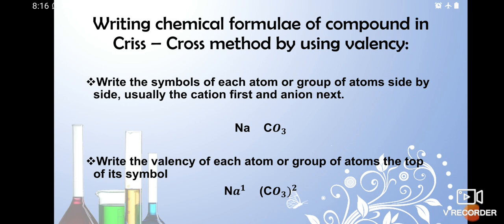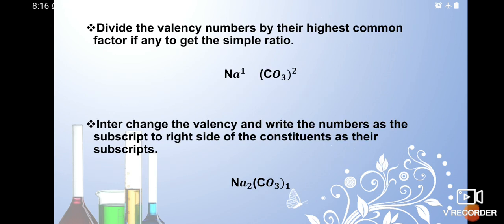Okay, students. The next step is to divide the valency numbers by their highest common factor, if any, to get the simple ratio. If you get high numbers in the valencies, like 8, 6, 12, 7, 6, then we can divide them by the common factor. Otherwise we will leave it. Just like here, we get a simple ratio only, that is 1:2, so it need not be divided here.